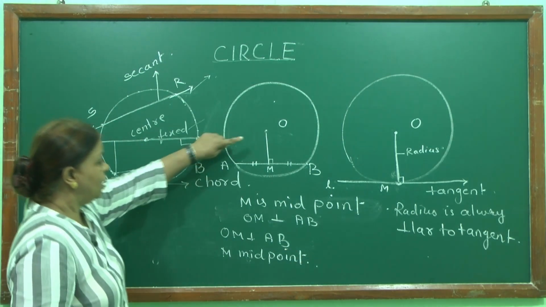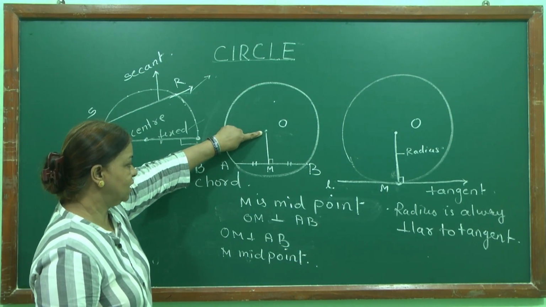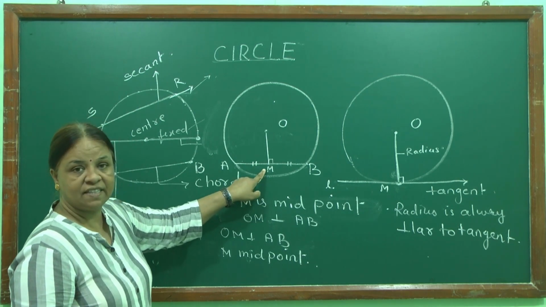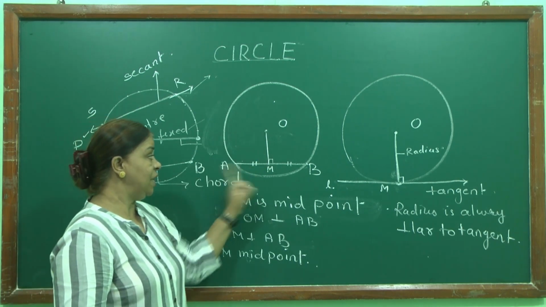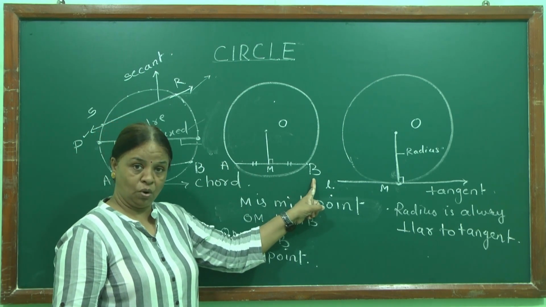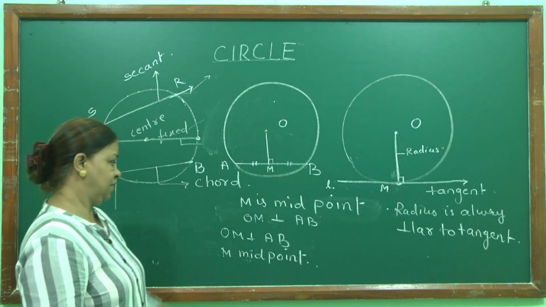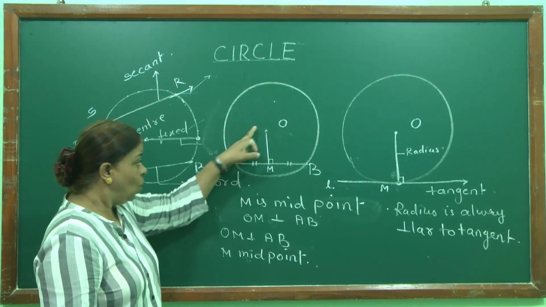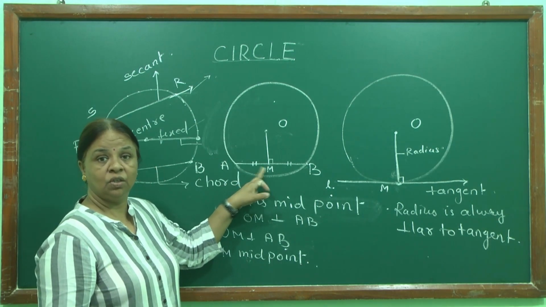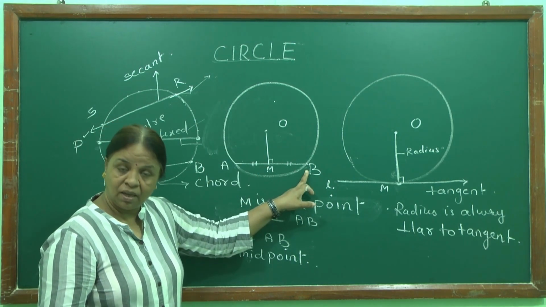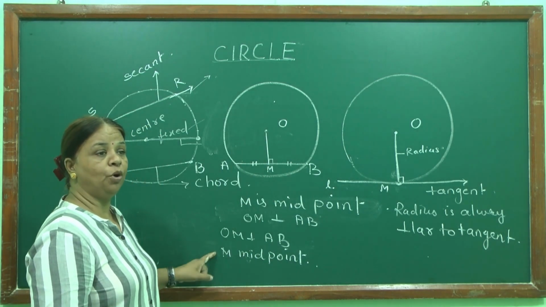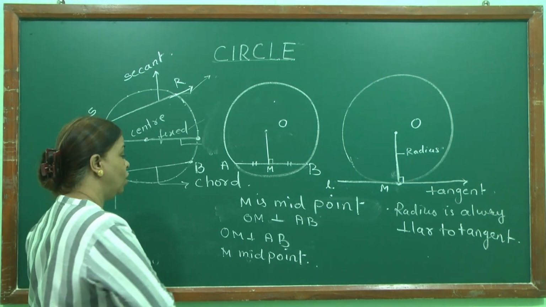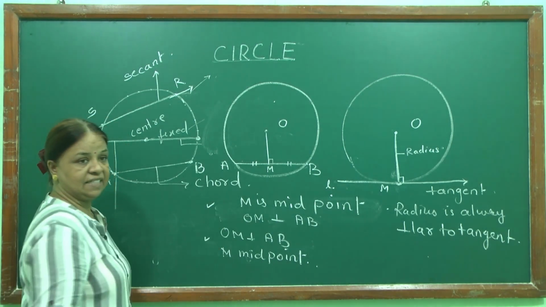See, if a line is drawn from the center and it joins the midpoint of the chord, then that line will be perpendicular to the chord. And if OM is perpendicular to the chord AB, then M will be the midpoint. These two concepts you have learned in 9th standard, children.